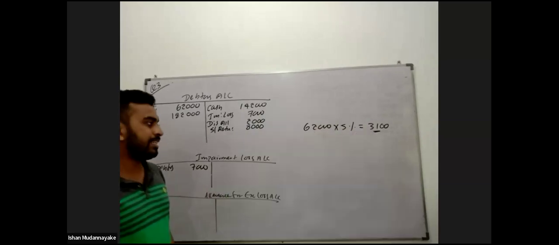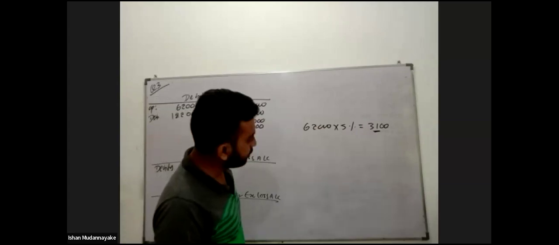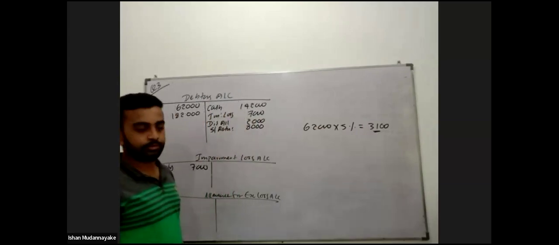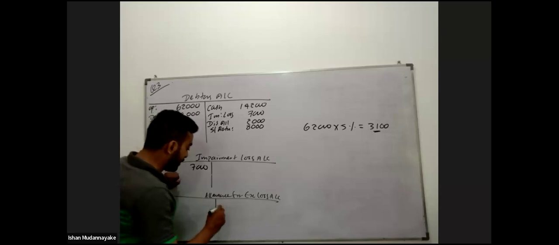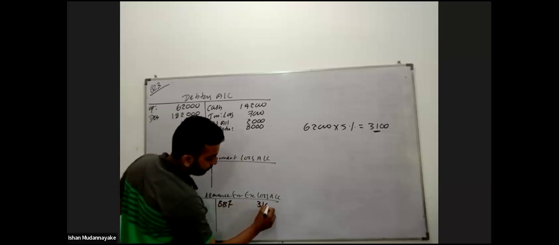Their policy is allowing expected loss 5% on debtors balance. Then the allowance for expected loss balance brought forward, how much? 3,100. Balance brought forward amount 3,100.